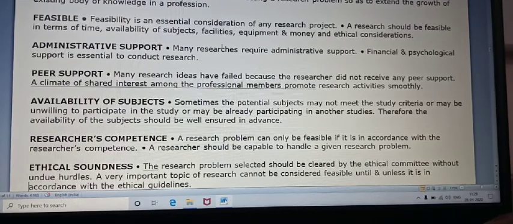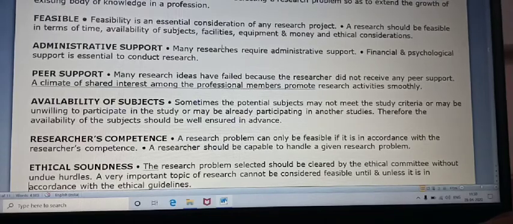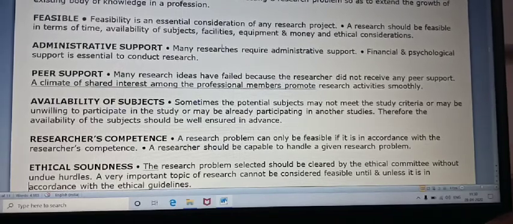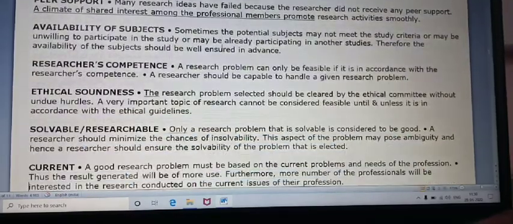Then peer support. Peer support means the people who work with you or who study with you. So you should do a research in which there is common interest among all the people in your group. You should not do something which is contrary or against your peer group.